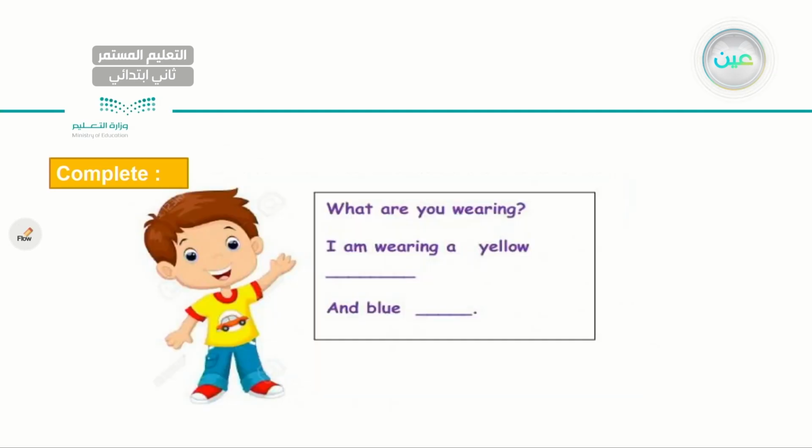Okay, now how about this boy? What is he wearing? I am wearing a yellow. So what do you think? Yellow what? Is he wearing a yellow cap, a yellow shoes, a yellow belt? No, he's wearing a yellow shirt. Very good. He's wearing a yellow shirt and blue. What do you think? Blue what? Blue trousers. Very good. Blue trousers.